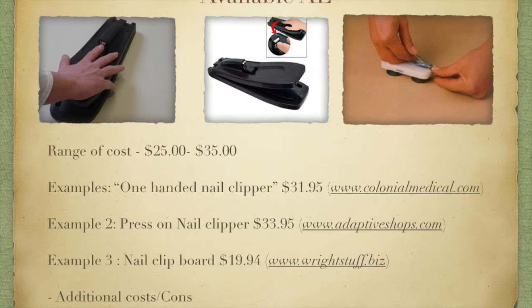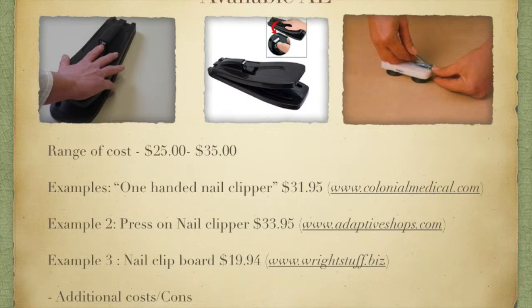Example 2 is a press-on nail clipper, which costs $33.95, and that works the same way as the first example. And lastly, the nail clipboard is a simpler version. It's $19.94, and that's available from rightstuff.biz.